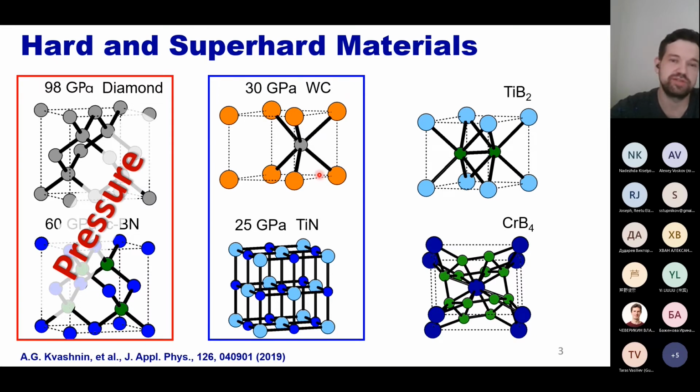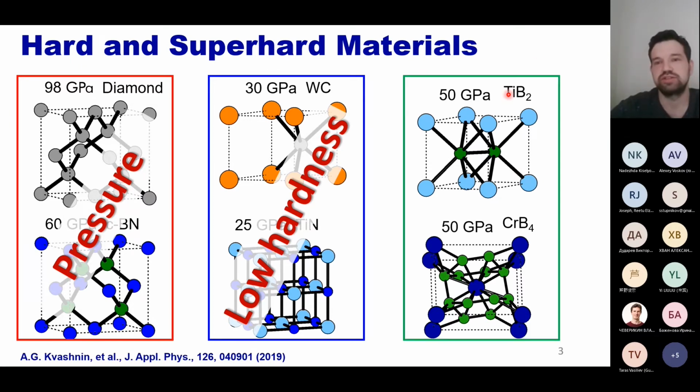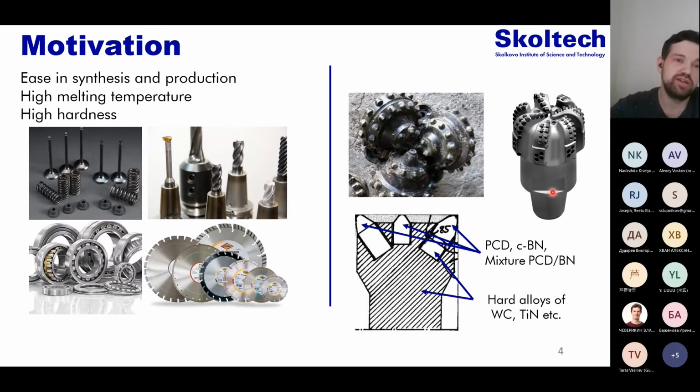The main advantage of these materials is that for their synthesis we don't need to apply high pressures, we need only high temperatures, but the main disadvantage is a relatively low hardness. The most promising class of materials from this point of view is transition metal borides. Here you can see titanium diboride or chromium tetraboride with a hardness of about 50 GPa. Again, for their synthesis we don't need to apply high pressures, only high temperatures. Due to the ease of synthesis and production, high melting temperature, and high hardness, these materials could be used in a wide area of different applications, including industrial applications.